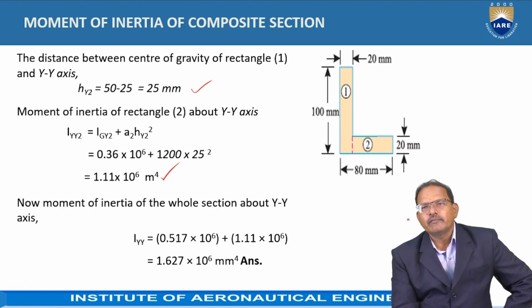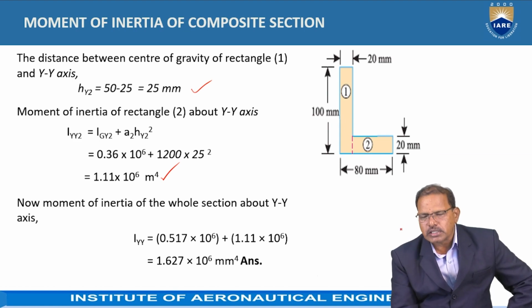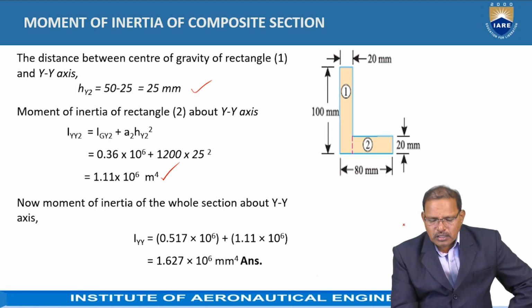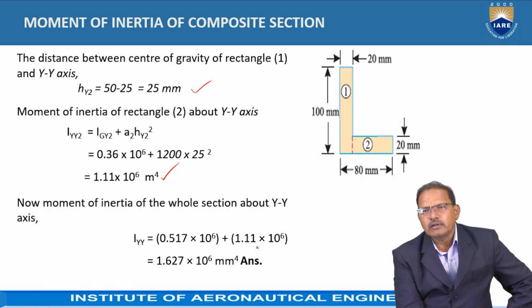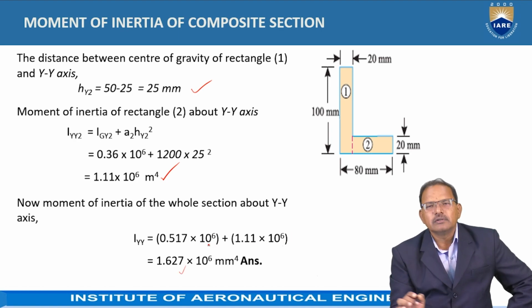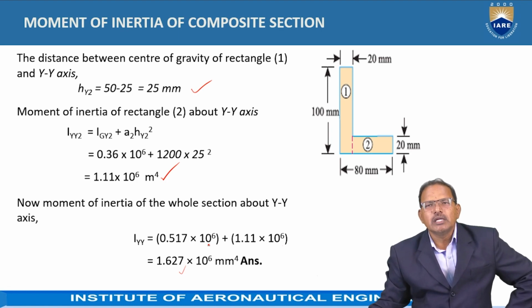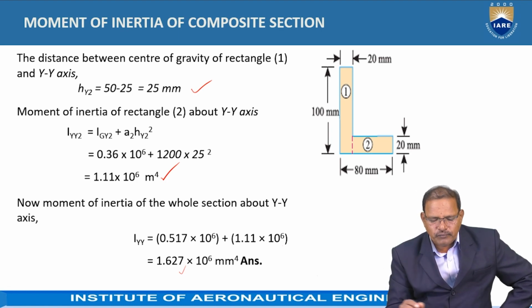The moment of inertia of the entire section about the y-axis is equal to the sum of the moments of inertia possessed by the first and second rectangles about the y-axis, which is given by 0.517 into 10 to the power of 6 plus 1.11 into 10 to the power of 6, which is equal to 1.627 into 10 to the power of 6 mm to the power of 4.